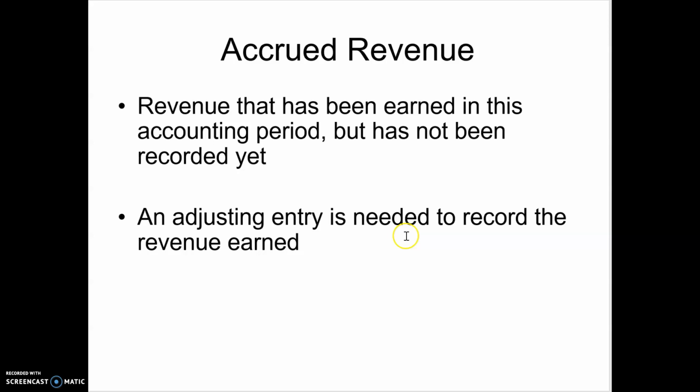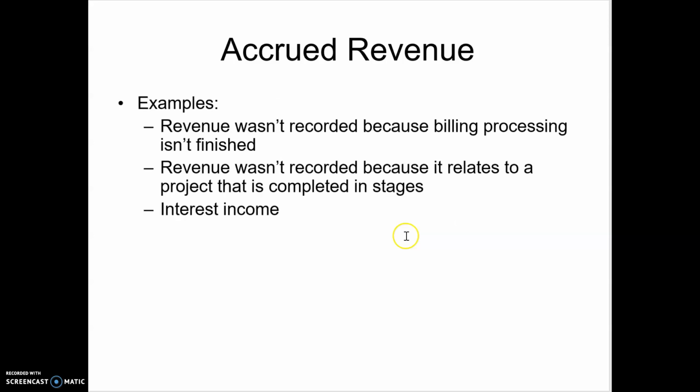Our last category is accrued revenue. Revenue has been earned in this accounting period, but it hasn't been recorded yet. So the customer or somebody owes us at the end of the period. So we have to make an adjusting entry because if we have done the work and we've earned that revenue, we need to get it recorded as revenue in this accounting period.